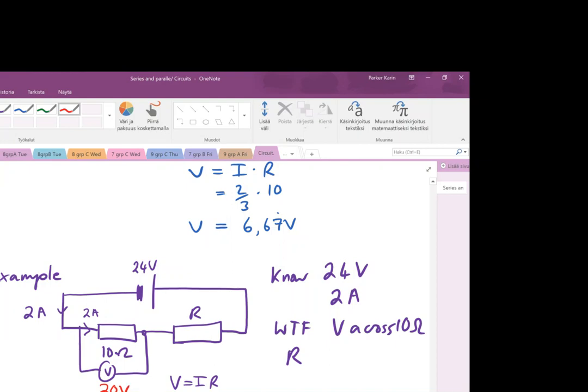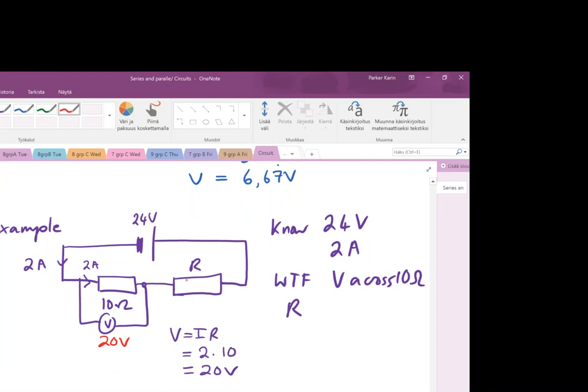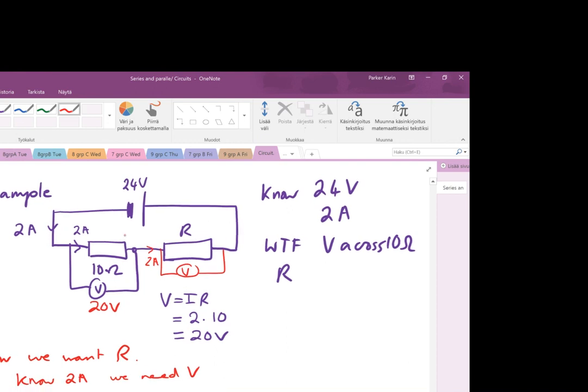Okay, how can we do this again? Well, we want R. How can we do this? Well, for R, we need to know it's got 2 amps going through it. What's its voltage? Okay, we know 2 amps. We need V, the voltage across it. How do we do that? Well, remember our voltage rules. 24 volts is equal to, that's the total voltage across the circuit, is equal to 20 volts plus V. So V is equal to 4 volts.